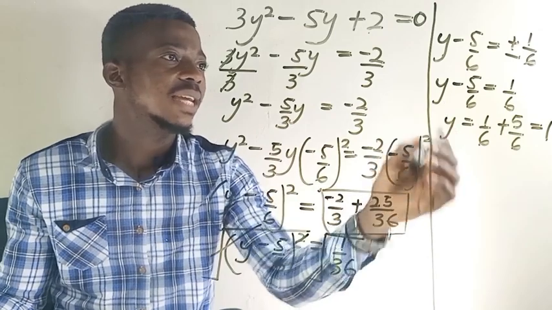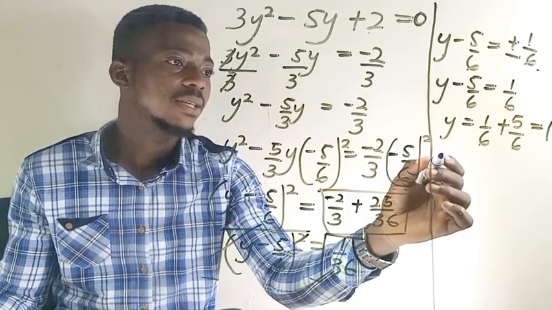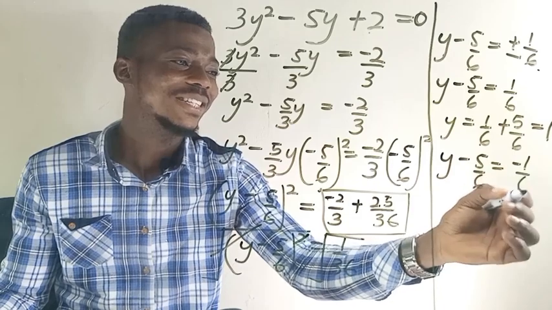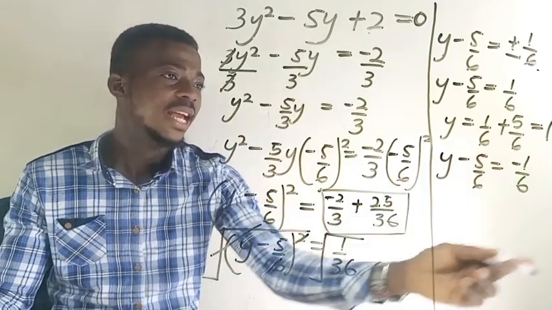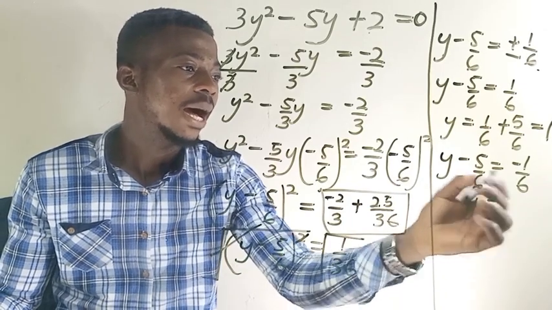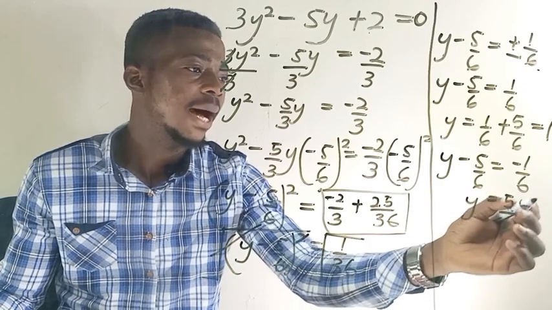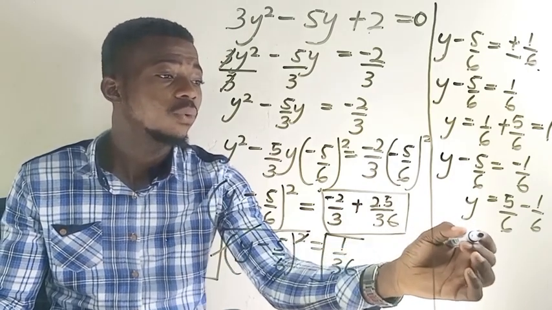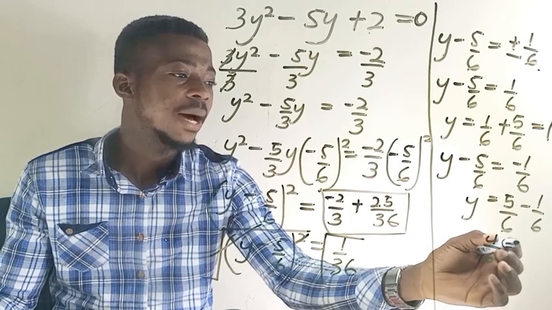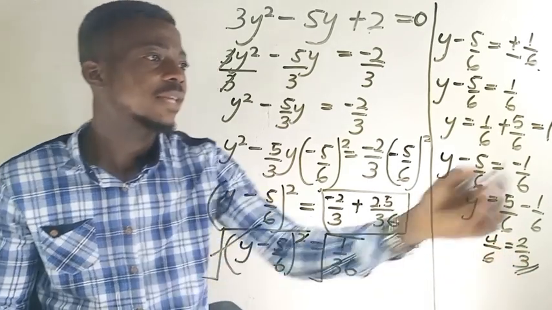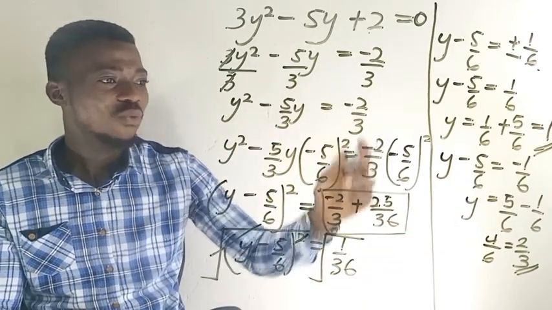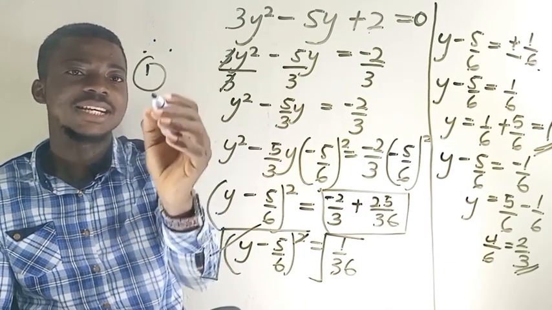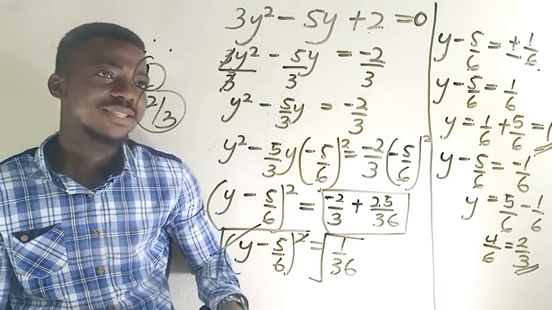Let's find the second root. So for the second root, we take the minus 1 over 6 and equate it, yeah? So you have y minus 5 over 6 equal to minus 1 over 6, right? Great. So we'll move this one to the other side. You have y equal to 5 over 6 minus 1 over 6. Because this one is minus, I put it there, yeah? So this one is going to give you what? This one is going to give you 4 over 6, which is the same as 2 over 3, okay? So, therefore, the roots of the equation are 1 and 2 over 3, all right? These are the roots of the equation, okay?